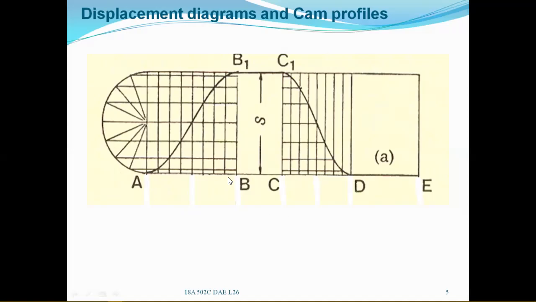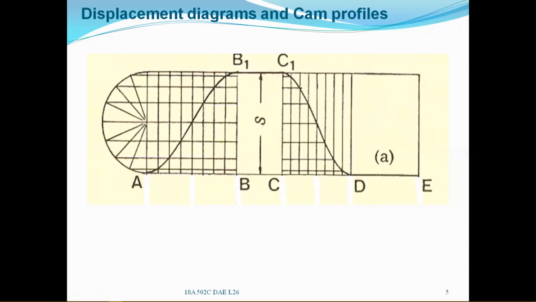Depending on the outstroke, this should also be converted into millimeters or centimeters. Next, the dwell period also should be converted, and C to D return stroke also similarly we have to convert. And divide this AB into any even number of equal parts, and similarly the return stroke CD also should be divided into the same number of equal parts.